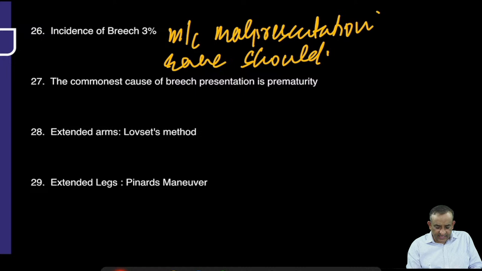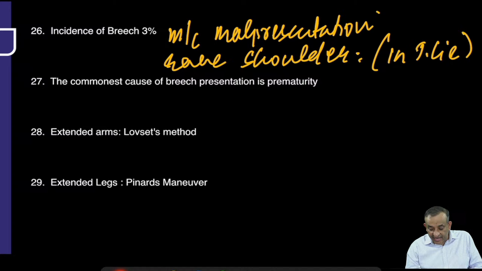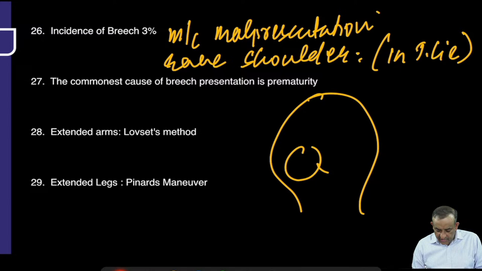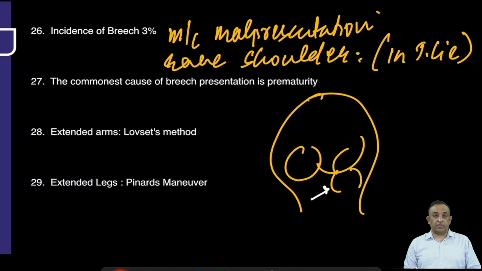Now shoulder presentation is seen in transverse lie. See, in shoulder presentation, try and understand this: the baby is like this. What is this presentation? The shoulder is in the lower segment, so this is a shoulder presentation. What is the lie of the baby? The baby is in transverse lie. So be very careful. Sometimes we very cunningly ask you what is the presentation in this patient, and immediately you mark transverse lie. No, that is the lie. Presentation is shoulder presentation. Just a small bit of important information which you tend to miss sometimes. So shoulder presentation has transverse lie.